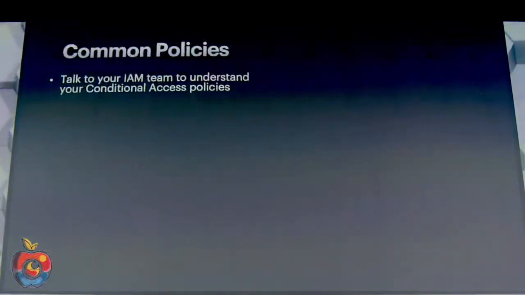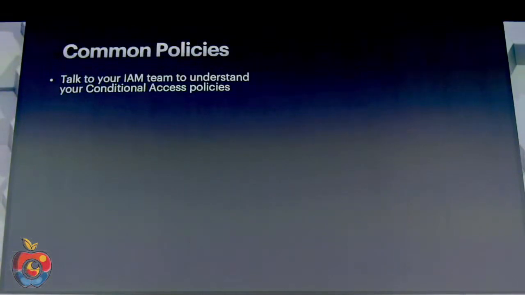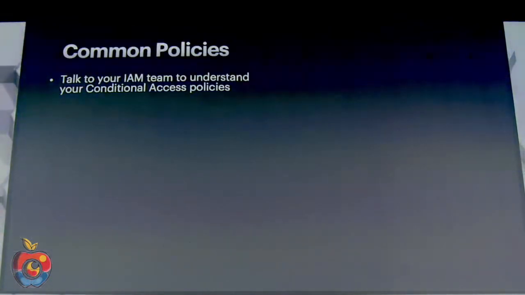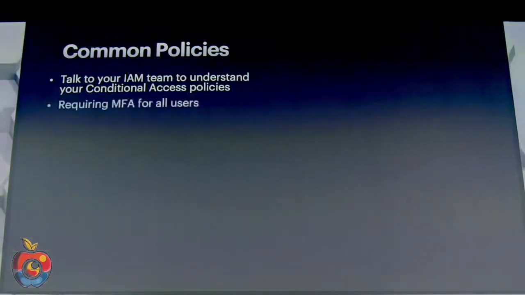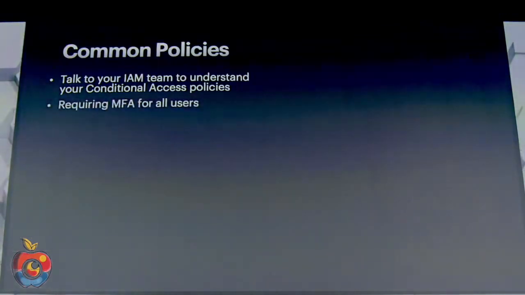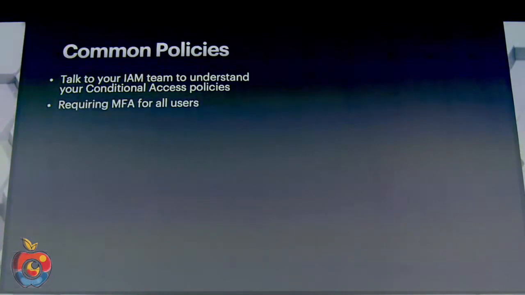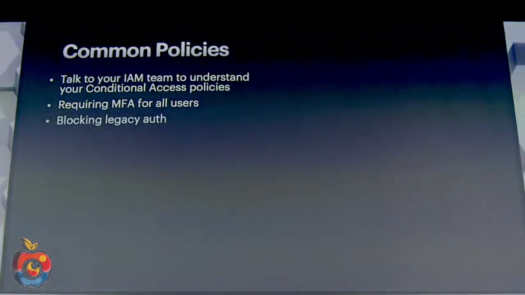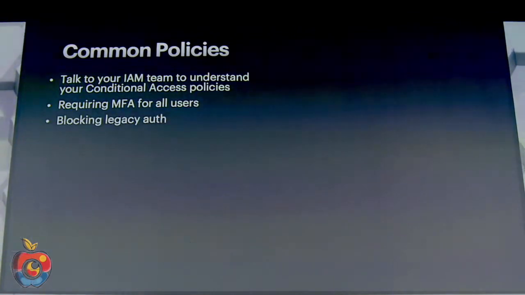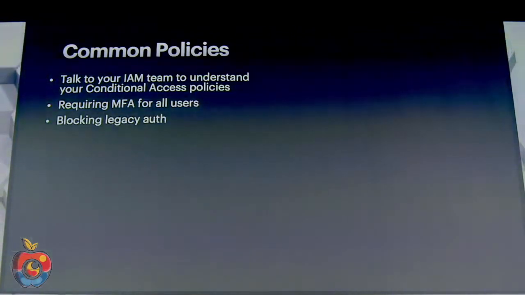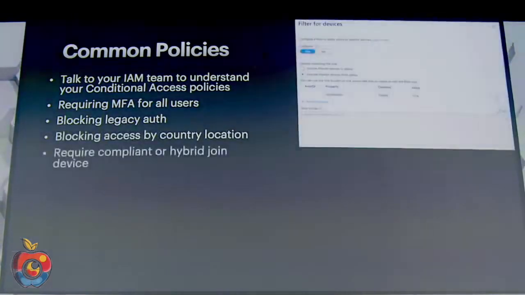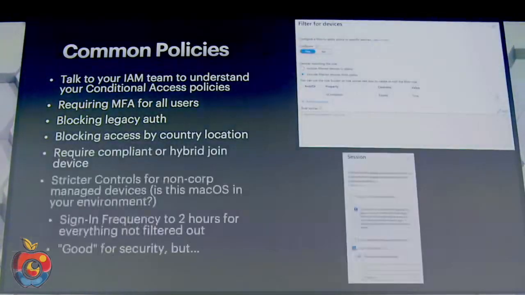If you're unfamiliar with what's being done in your organization, if you use Azure AD, it's always a good idea to talk to your identity and access management team to understand what those policies look like. Some really common ones that we recommend for customers in general are requiring MFA and blocking legacy authentication. If you use Exchange Online, this is going to happen to pretty much everybody in the near future. Block access in places where you don't do business, and require that a device is in a managed state.